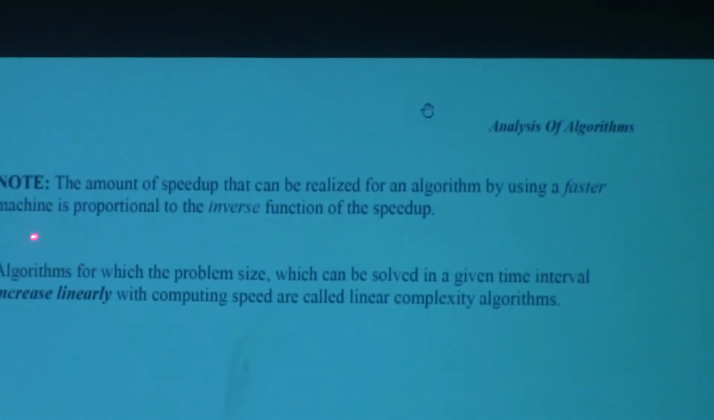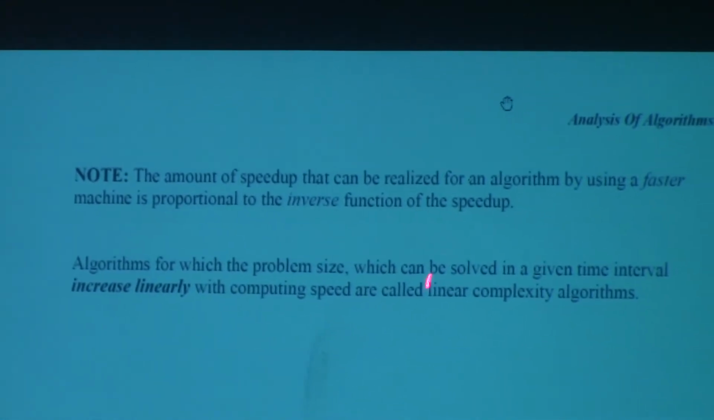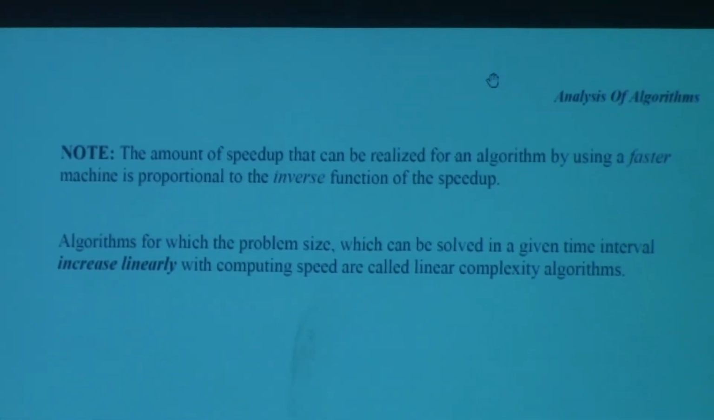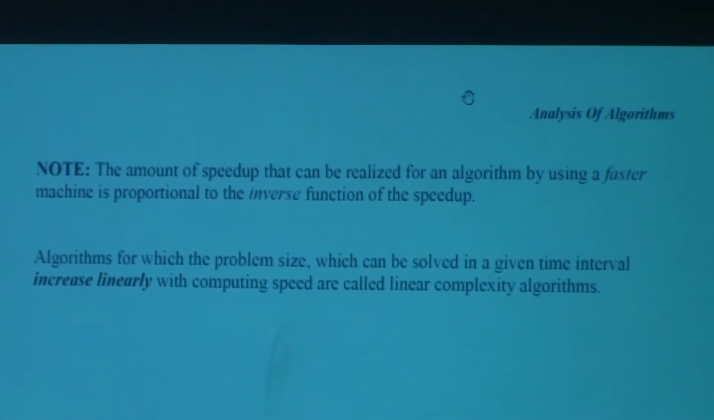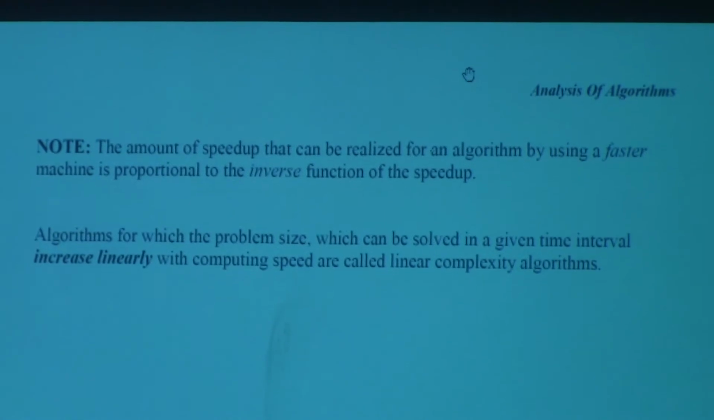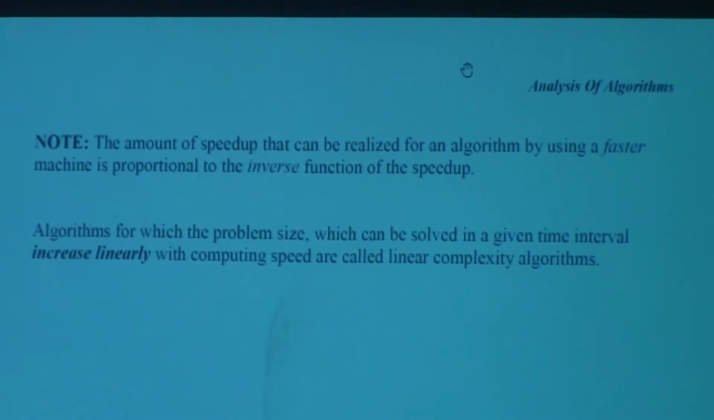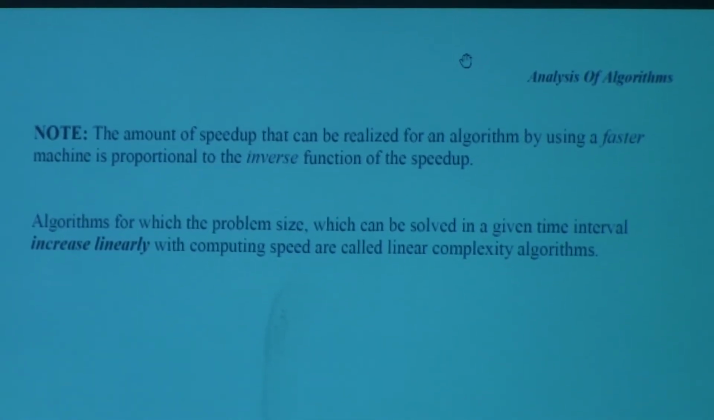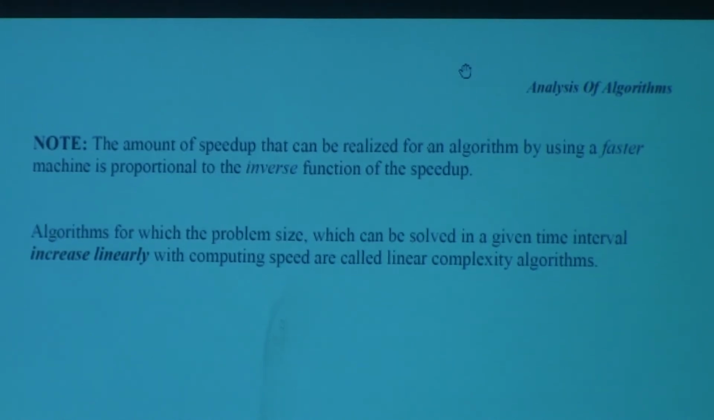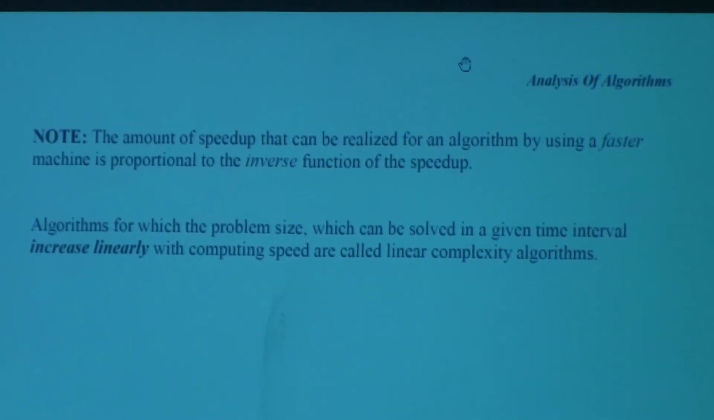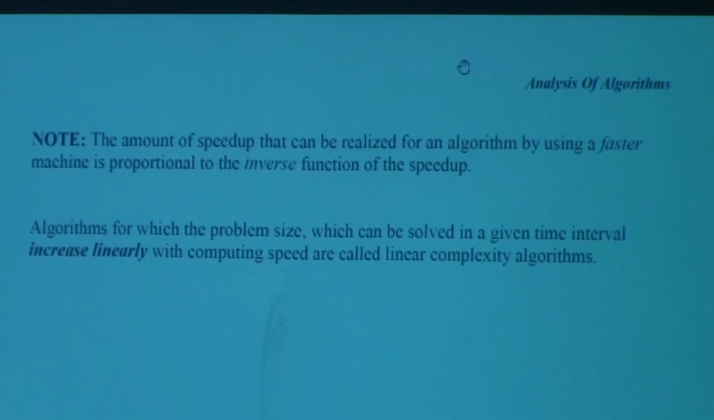So, the amount of speed up that can be realized for an algorithm by using a faster machine is proportional to the inverse function of the speed up. What does that mean? Well, if the complexity of the algorithm is n squared, what's the inverse of n squared? How do you turn n squared back into n? You take the square root. That's the inverse function. If the algorithm has cubic complexity, n cubed, how do you turn n cubed back into n? You take the cube root of it. So that means the speed up you would realize is a cube root of the speed up of the machine.